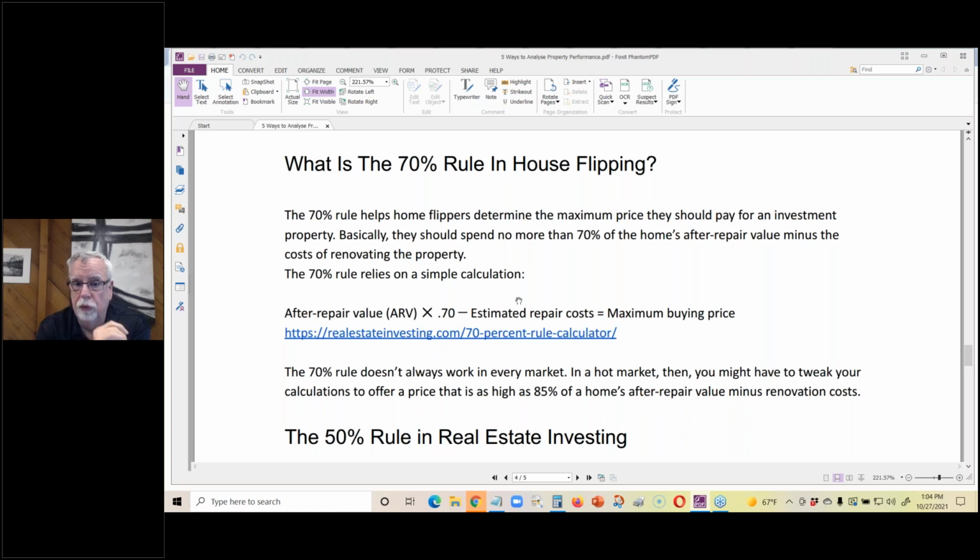So the 70% rule says that we're going to take the after repaired value, and sometimes they subtract the cost and then multiply it by 70%. Sometimes they multiply by 70% and then subtract the cost. But you can get an idea from that. The two things you really need to know are what this property is likely to be worth once we fix it up. You can't be too far off. And secondly, what is the estimated repair cost. The idea of the 70-30 is that the 30% represents profits and a little bit of a buffer.